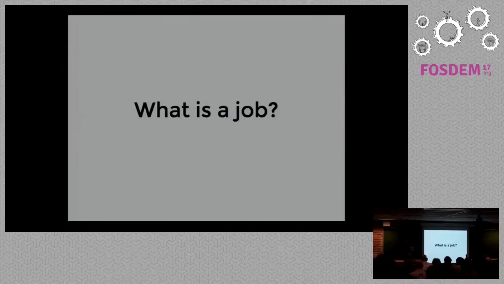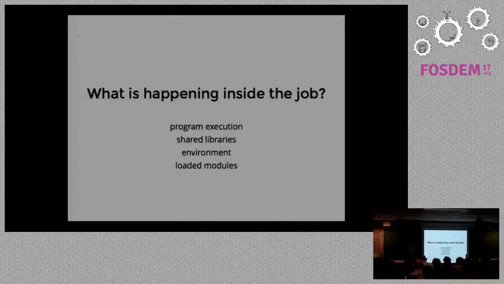So I want to start at the beginning, like what is a job from the administrative side? It's a user gives a script to your scheduler. Whatever is inside the script gets executed. You get basically start time, end time, resource usage. So for me, that was not enough. So what else is happening?